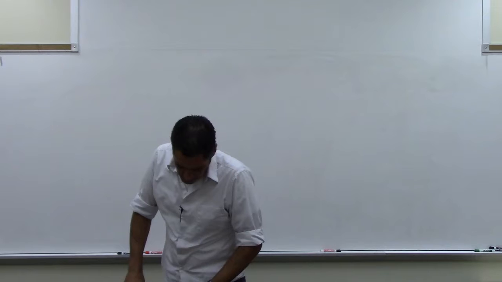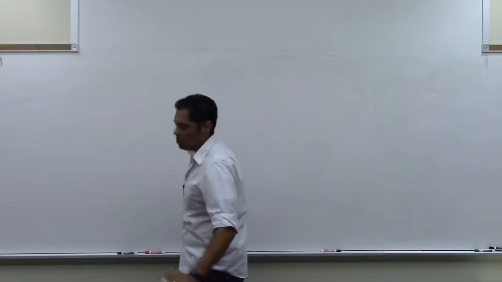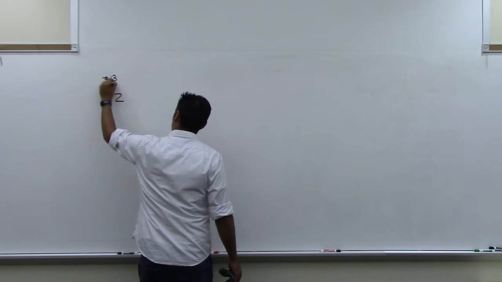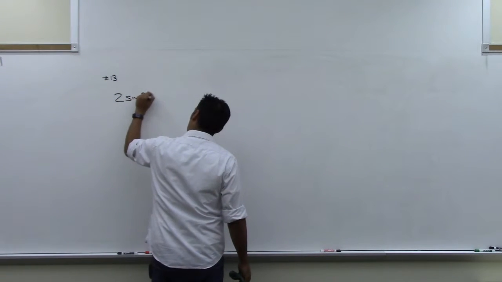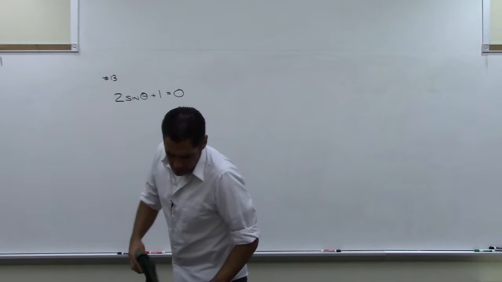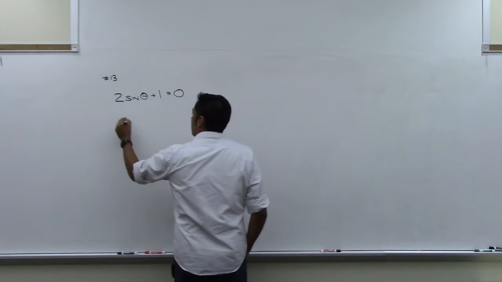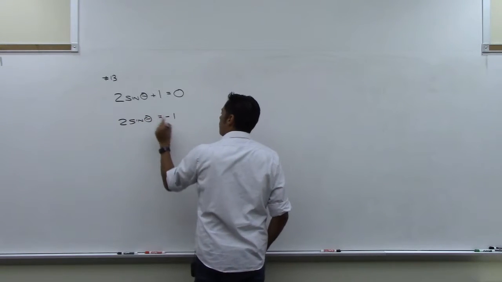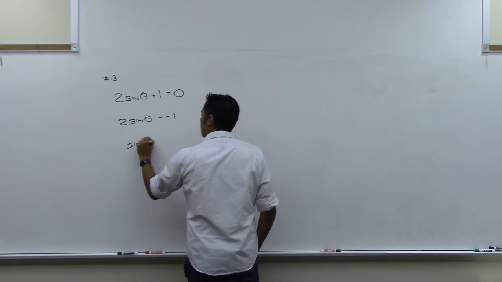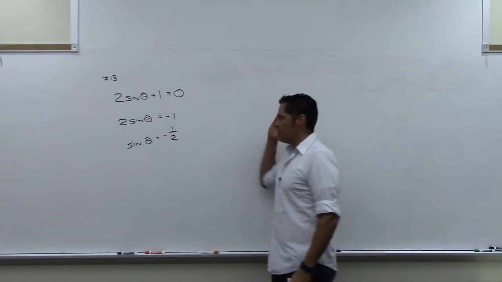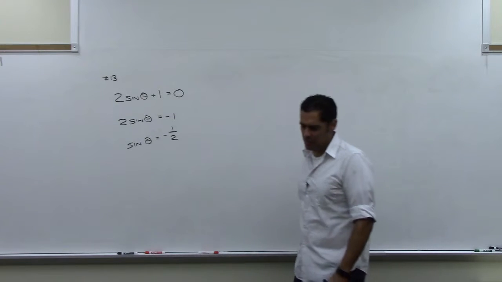Okay, number 15. 2 sine theta plus 1 equals 0. Well, this can be pretty boring because we're going to get this same exact equation. When we subtract 1 on both sides and divide by 2, we get sine is -1/2. And that's the same exact thing we just had, so we're going to have the exact same solutions.